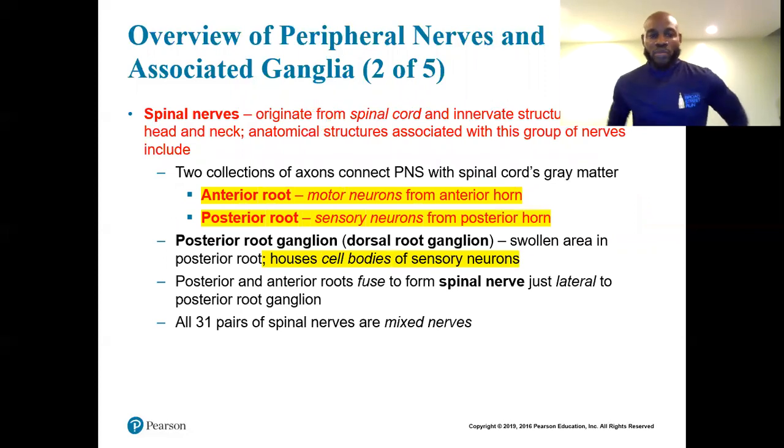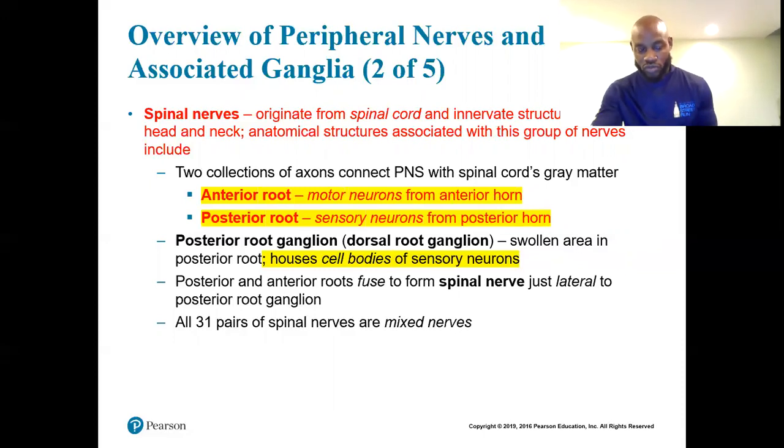Right, now your spinal nerves. Remember, there's cranial nerves, which we talked about, and then there's also these spinal nerves. Your spinal nerves originate from your spinal cord. That's why we call them spinal nerves. That's a good way to remember it. Cranial nerves don't go through the spinal cord. Spinal nerves originate from the spinal cord and innervate structures below the head and neck.